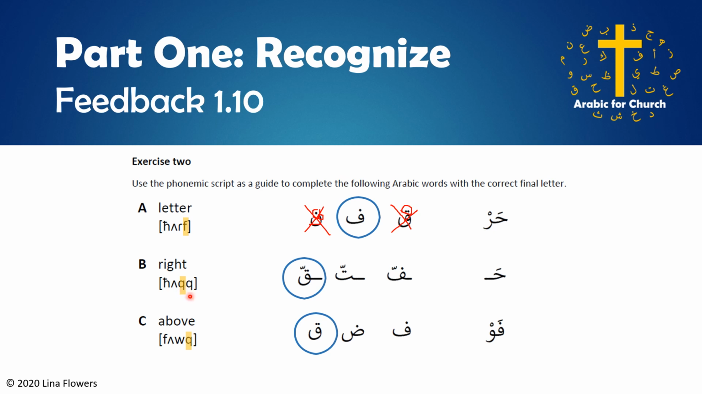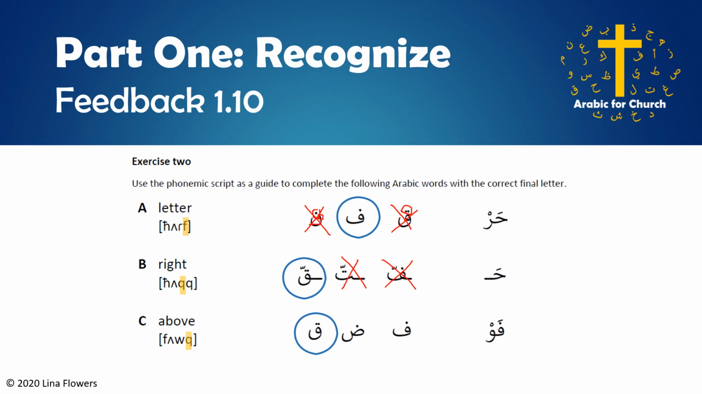Okay, so the qaf is snake charmer's basket, so it can't be any of these two, even though the ta has two dots and the fa starts with a round shape. So we're going to cross these off and go with the last option, the connected qaf with a shadda on top.